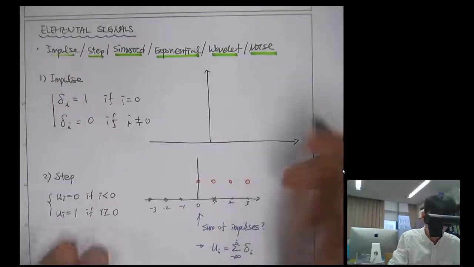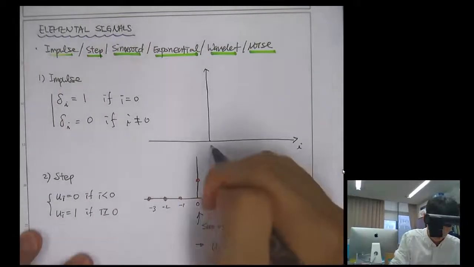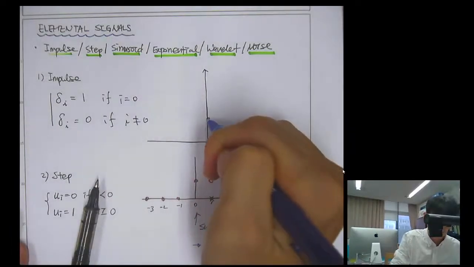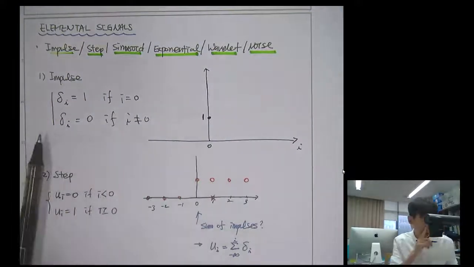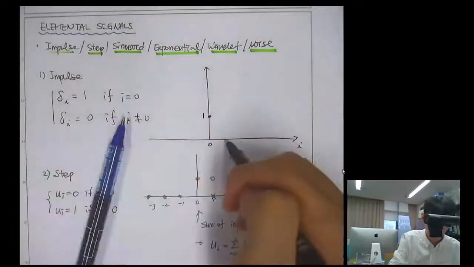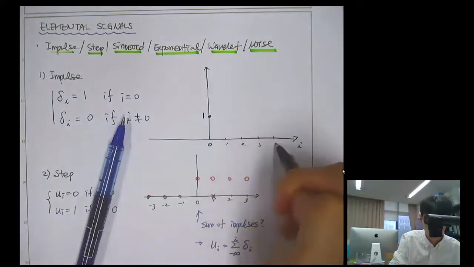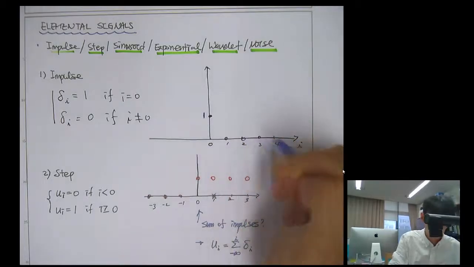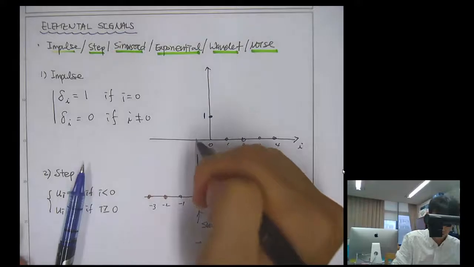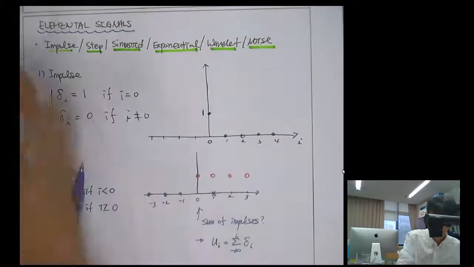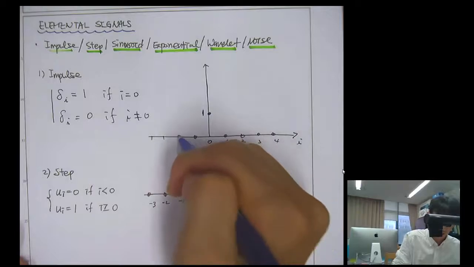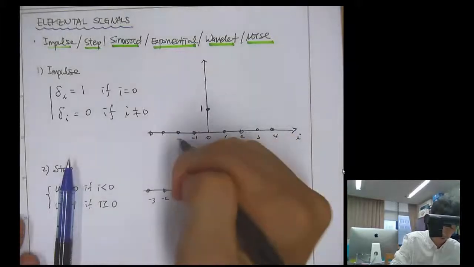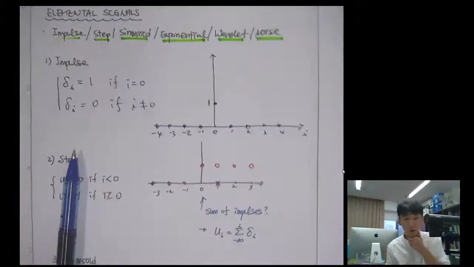If we draw this one, this is i, and when it's 0, it will be 1, right? So here it will be 1. And when i is 1, 2, 3, 4, it's going to be 0, 0, 0, 0. And when it's minus 1, minus 2, minus 3, minus 4, also it's going to be 0, 0, 0, 0. So this is called the impulse signal.